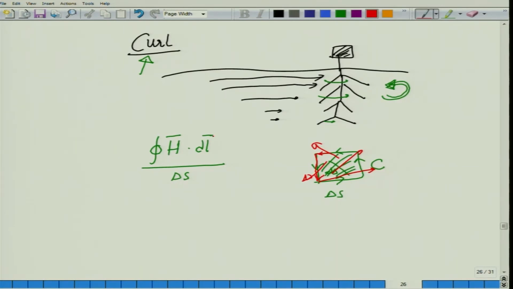So this numerator is what we call a line integral. This is an example of a line integral. You will actually see these integrals and other quantities in the textbook or in the problems that we are going to discuss.